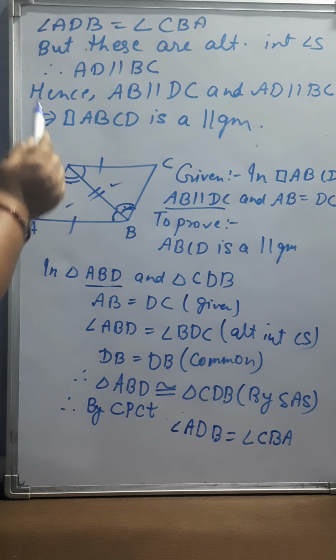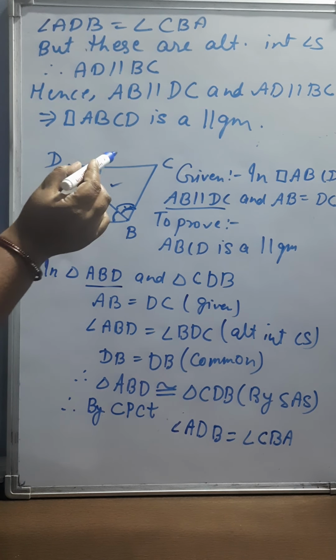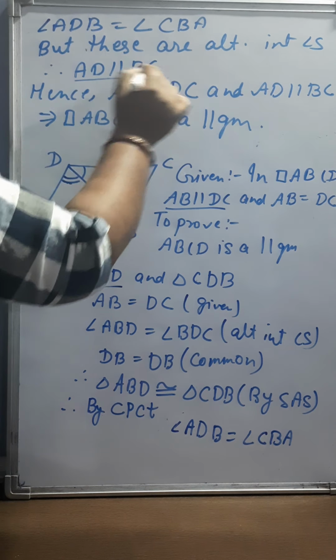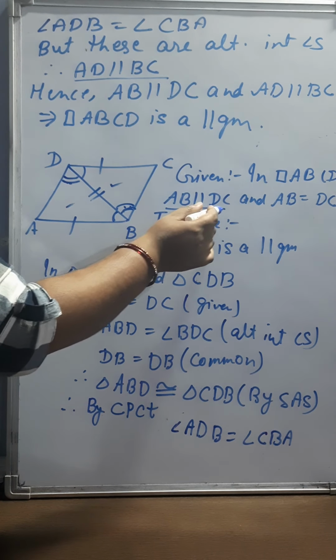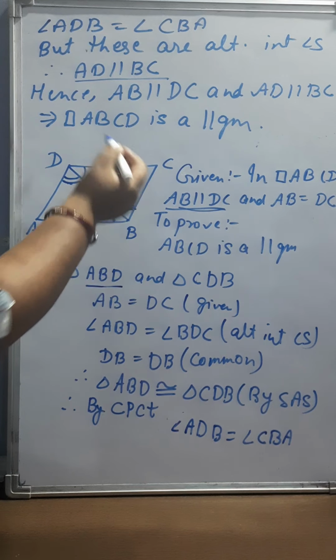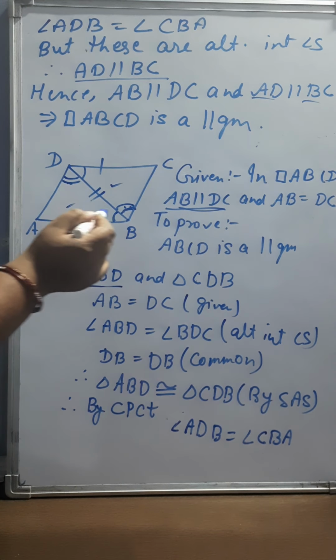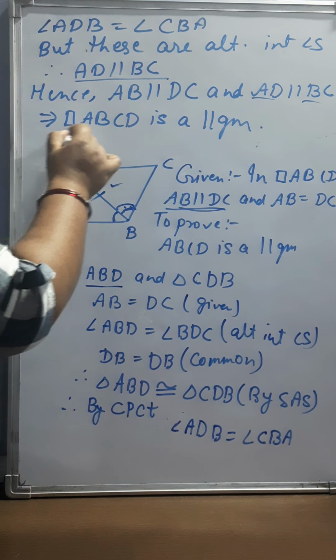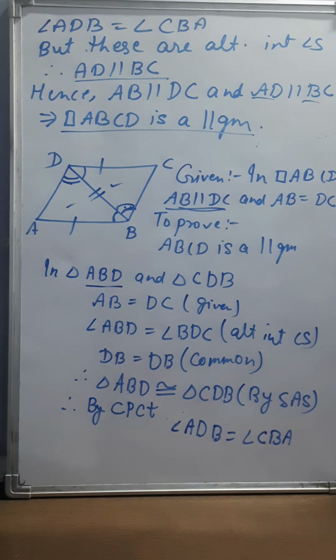So the same thing I wrote over here, angle ADB is equal to angle CBA, but these are alternate interior angles, so AD is parallel to BC. AB is parallel to DC is already given, and we have proved that AD is parallel to BC. So both pairs of opposite sides are coming parallel, hence we can write quadrilateral ABCD is a parallelogram.